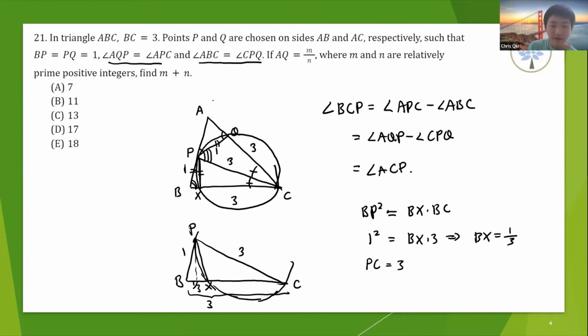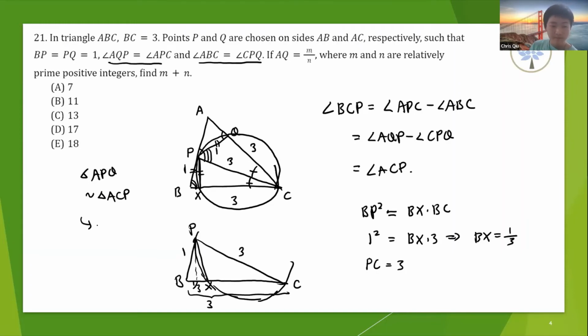And then from here, we can finally find AQ by realizing that triangle APQ is similar to triangle ACP. This is just a result that we can prove because this line AB is tangent to the circle. We can use power of a point to prove this, or just regular angle chasing.